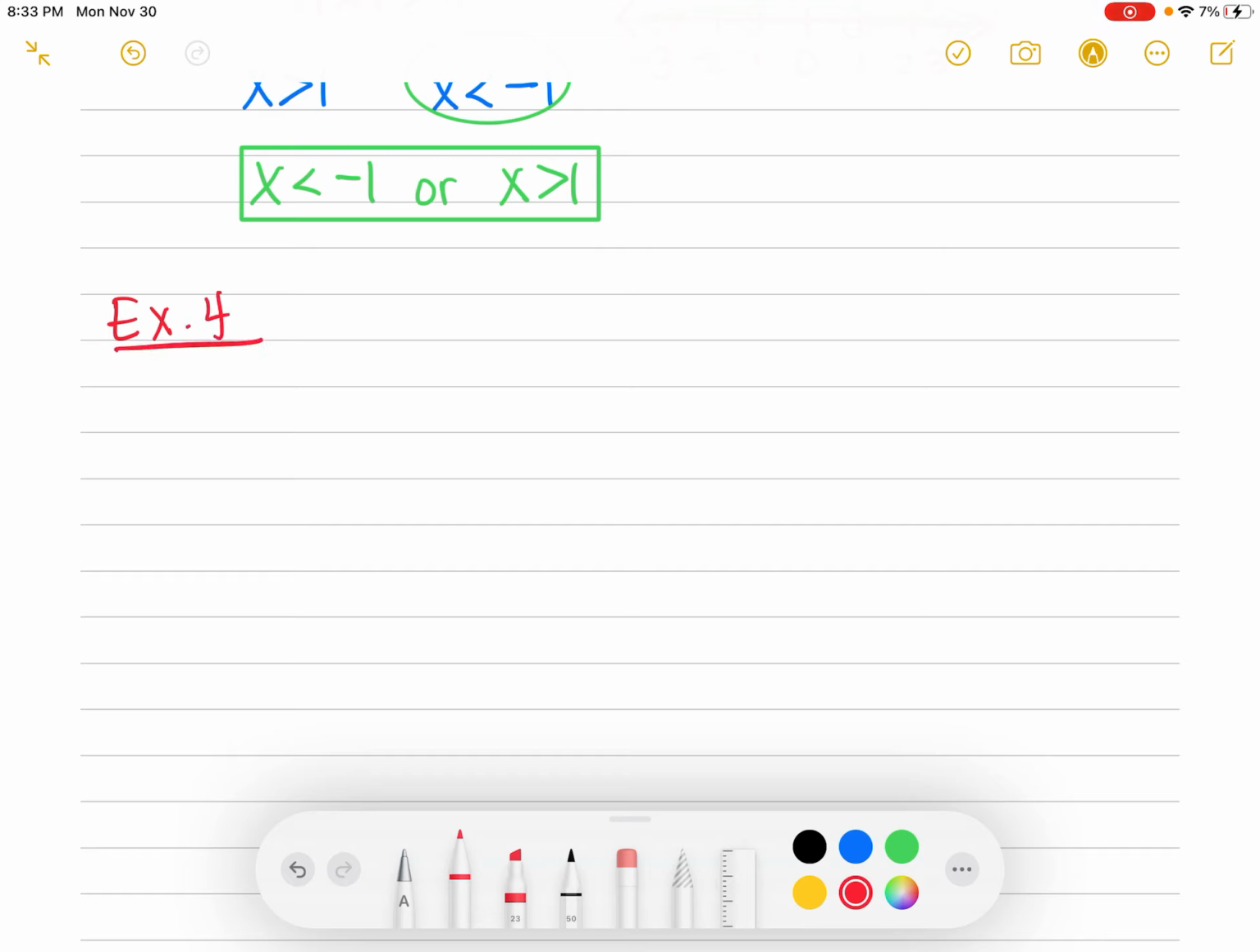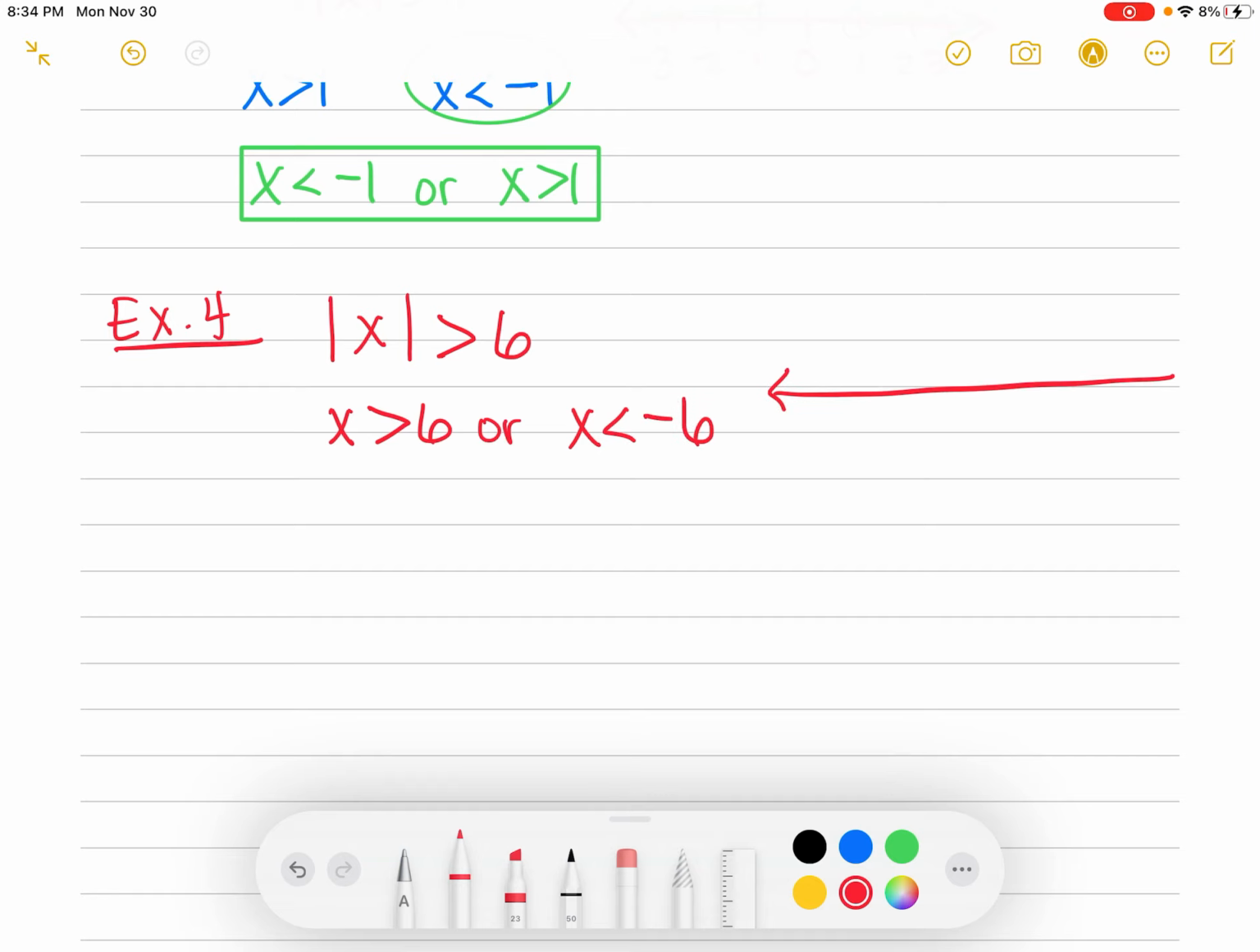Okay, example 4, I have the absolute value of x is greater than 6. So if I was doing a greater than 6, that means x is greater than 6 or x is less than -6 because I have to flip that sign. So if I'm looking at that on a number line, okay, I'm just going to do a quick one. You do not have to draw a number line every time, but this is just to show you. And I have x is greater than 6 or x is less than -6. See how it's a disjunction? They're separated. So this is my answer right here.